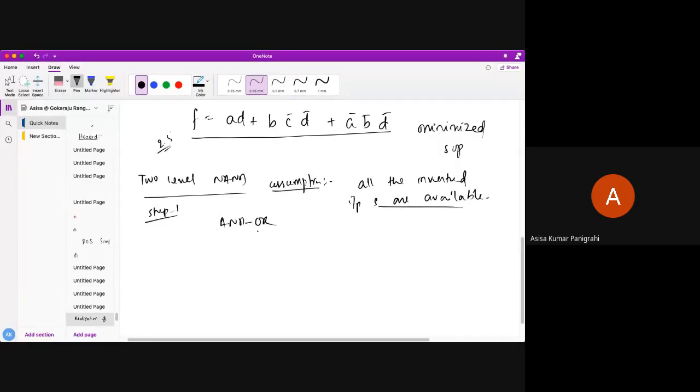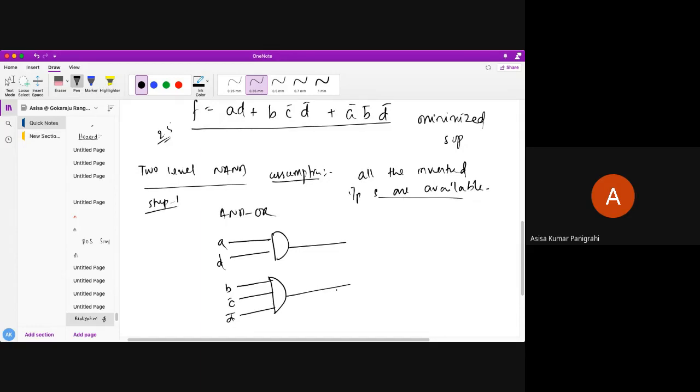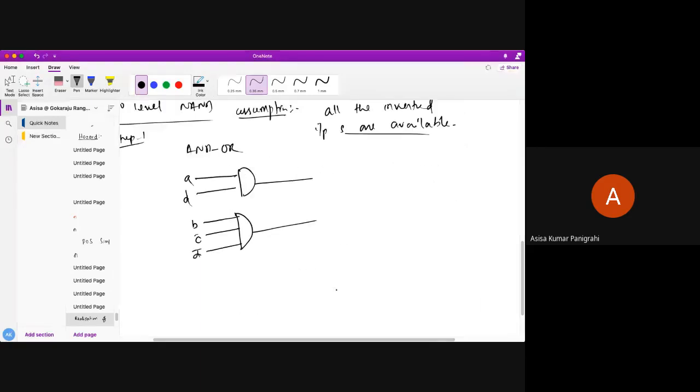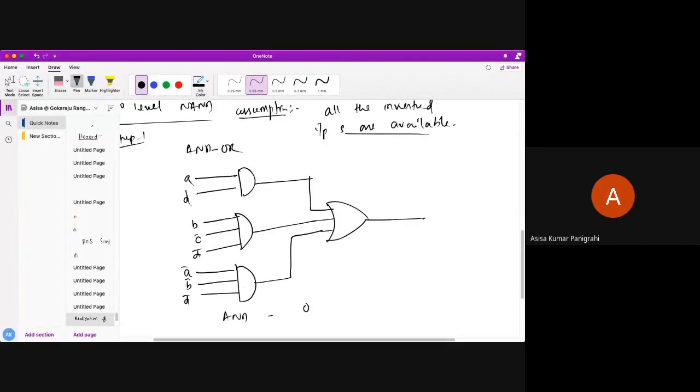Okay, so we know how to do this AND OR realization. So we'll be having A, we'll be having D. So this is my A, D. I take an AND gate, because I'm going to do AND followed by OR gate. Next we'll be having B, C bar, D bar. So this is B, this is my C bar, this is my D bar. Okay, I'll be taking an AND gate again. Then I'll be having A bar, B bar, D bar. So this is my A bar, B bar, and D bar. Then again an AND gate. And finally all AND gates will go to an OR gate. So this will be my AND OR realization, students. So this is my first step, which is actually AND OR realization.